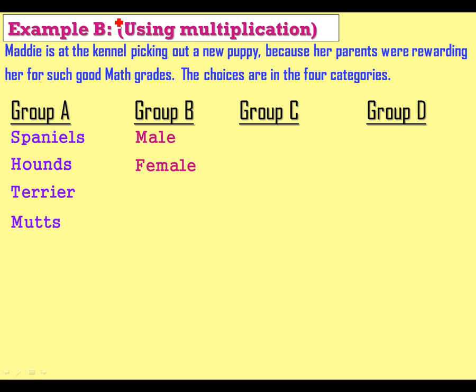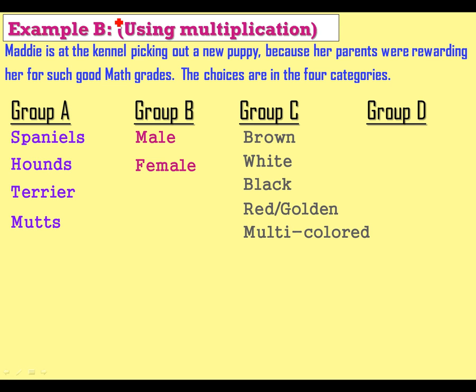Group B, well, there's only 2 choices of the sex, so it's either going to be male or female. And then Group C, she's going to have her choice of the color. What color does she want it to be? I don't know if you'd really have these kind of color combinations, but with today's science and what we can do with cloning, anything's possible. But she has brown, white, black, red or golden, like a golden retriever, or multicolored, a bunch of colors. And then Group D, you have the kind of hair: short hair, long hair, or no hair.